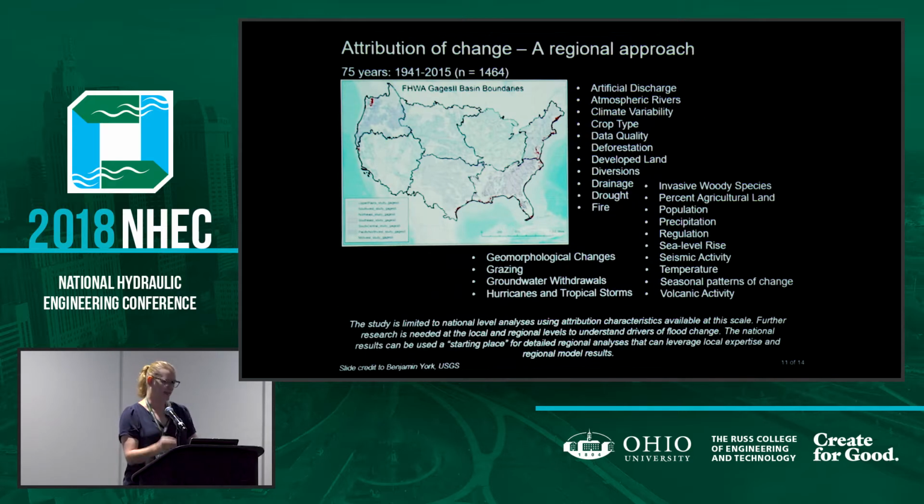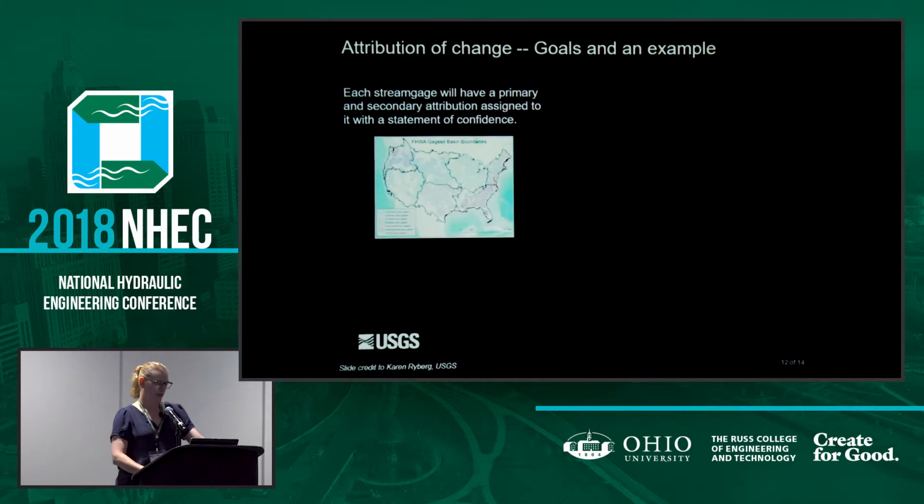I just wanted to mention that the study is limited to national level analyses using attribution characteristics available at the national scale. So some of the DOTs in the room may have been in conversations with USGS personnel about specific flood change studies. And I think there's a lot of benefit to that because there's a lot of data sets that might be available on a regional scale that are not available at a national scale that could actually be utilized in more detailed studies. And I just want to say that's a limitation of this particular study because we're looking at things that are only available nationally.